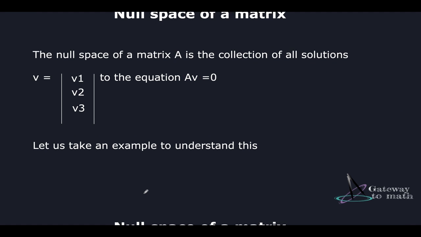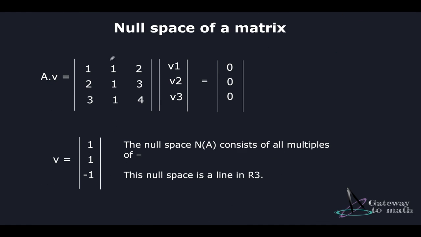Let us take an example here. Here we have A as [1, 2, 3; 1, 1, 1; 2, 3, 4] and V1, V2, V3 because we don't know what these values are, and this is 0, 0, 0. So now we have to find the values of V1, V2, V3 such that when we multiply these together we get 0, 0 and 0. It's not too much to think about at this point, but the values which will satisfy this condition are 1, 1 and minus 1.